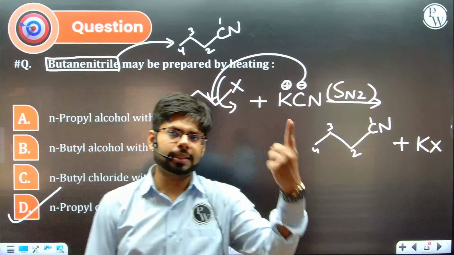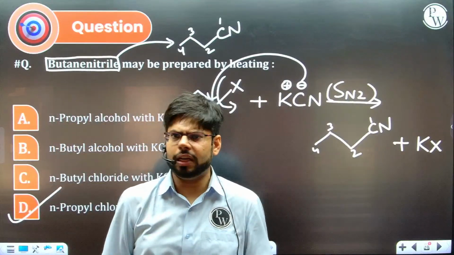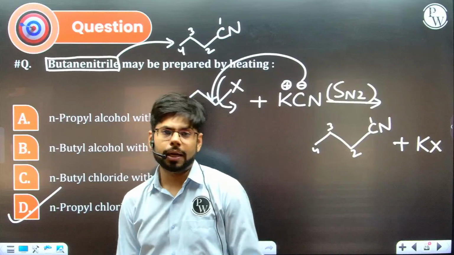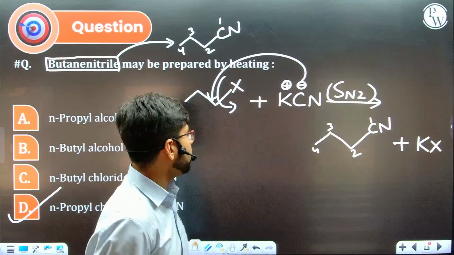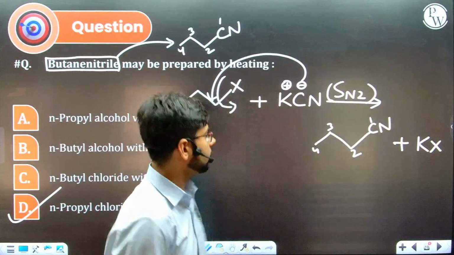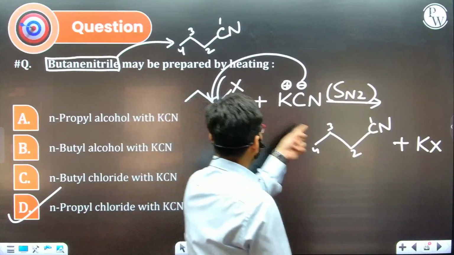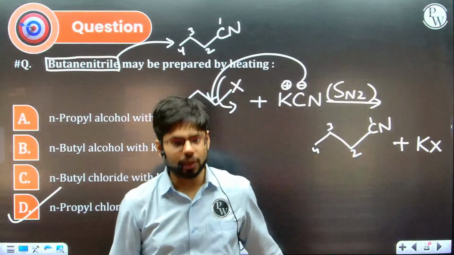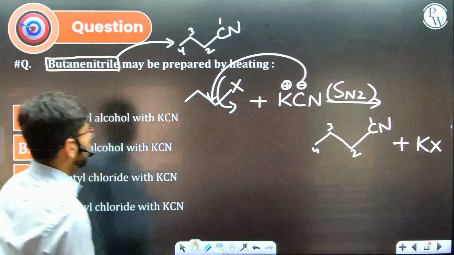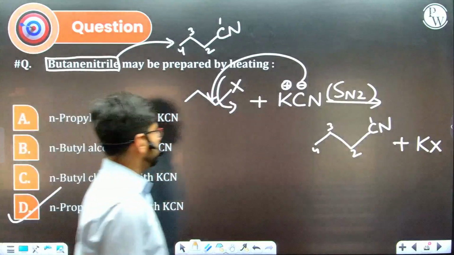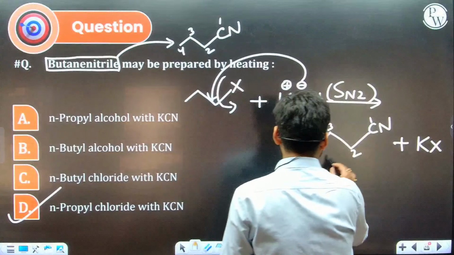We know that K has to be in the form of K plus. K will never be K minus, right? So it's K plus. That means we have CN minus, and a negatively charged species is a nucleophile. So CN minus is a nucleophile. The reaction occurs in one step, hence it's SN2. Okay, so D is the correct answer. And this is a major product.